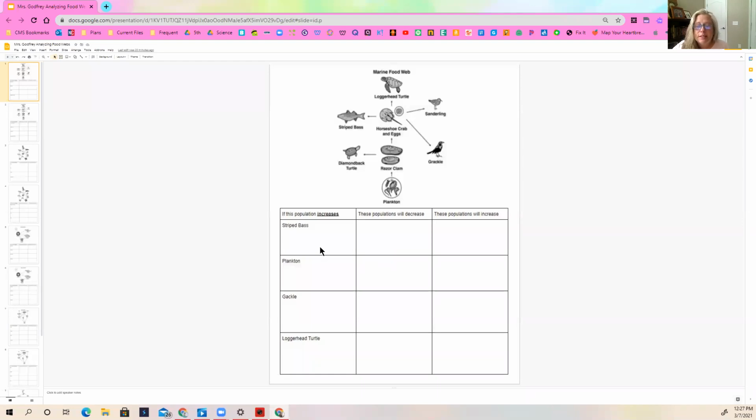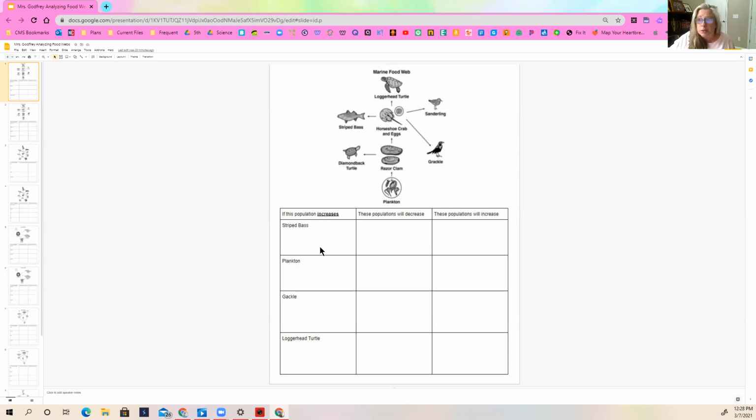Hi, boys and girls. Today we're going to discuss how to analyze a food web. You have to be able, in fifth grade science in North Carolina, to look at an organism on a food web and decide what will happen to the rest of the ecosystem if that organism's numbers increase or decrease. So you're going to take some time to practice some of these.